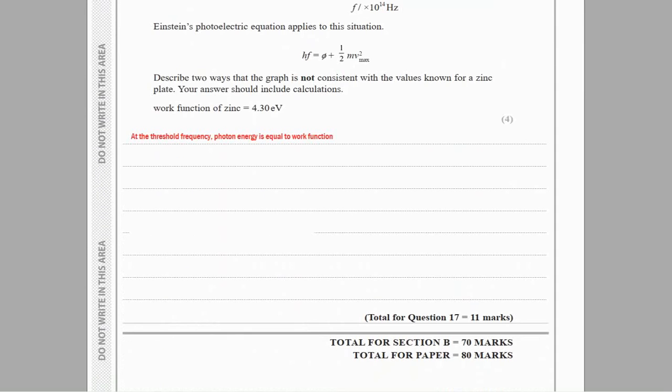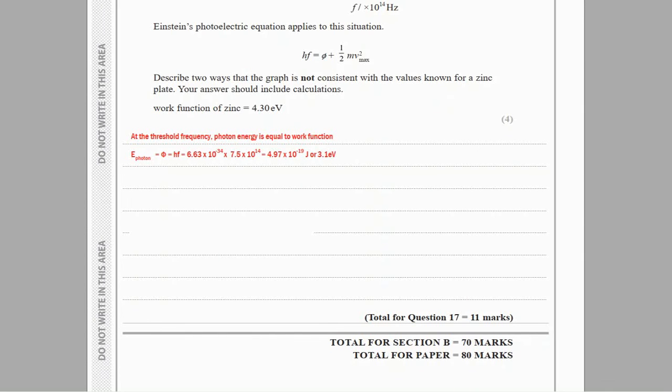At the threshold frequency, photon energy is equal to the work function. So the energy of the photon equals phi only when the frequency is equal to the threshold frequency, right? So using the value of the threshold frequency given in the question, I can easily find out the energy of the photon. And guess what? This energy will be equal to the work function. And putting in the values, I get 3.1.